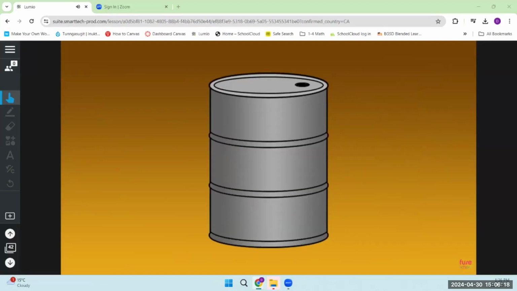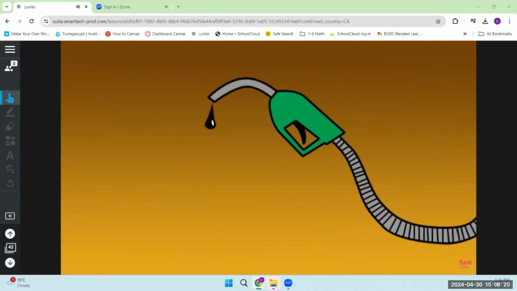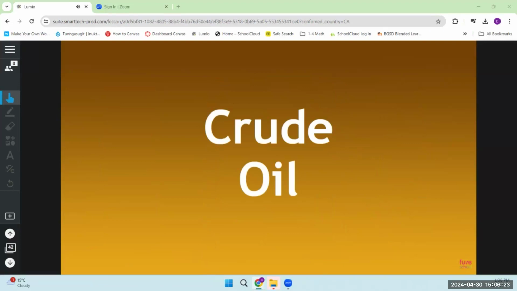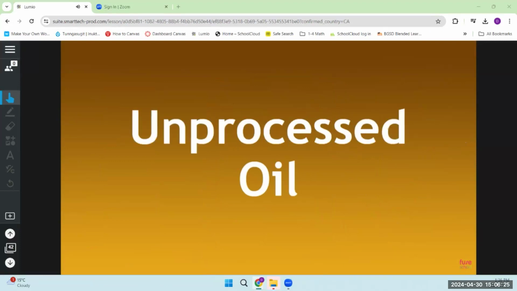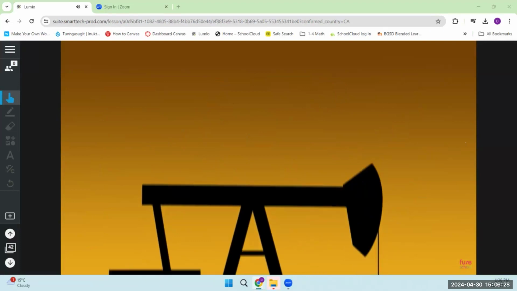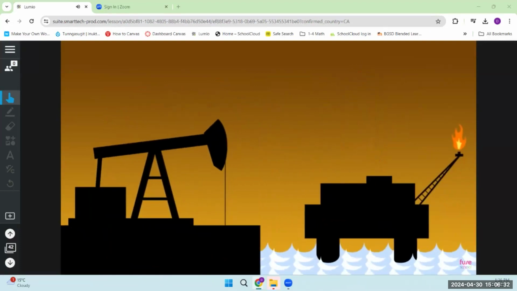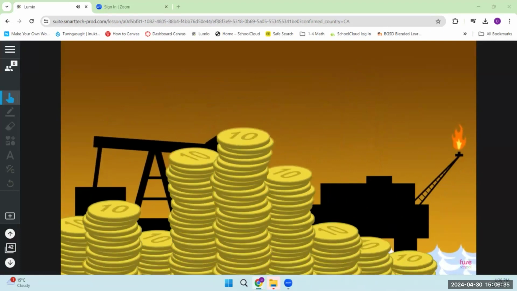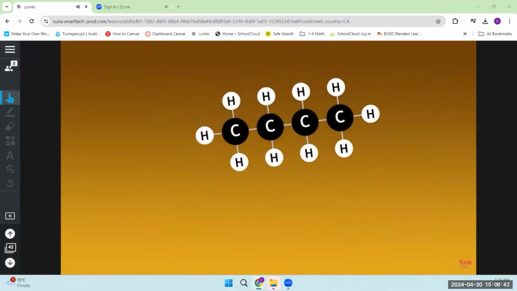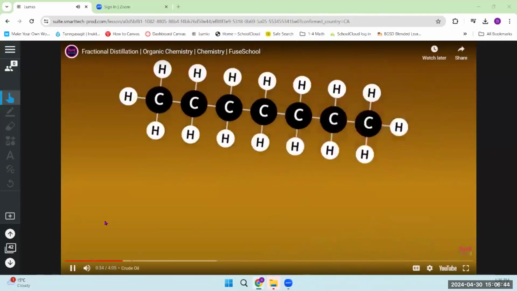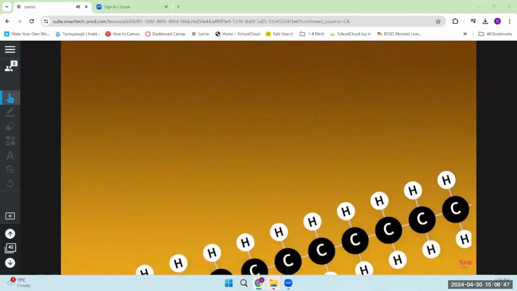In this video, you will learn how fractional distillation separates crude oil into useful fractions. Crude oil is the term used to describe unprocessed oil. That is oil that has been taken directly out of the ground, either on land or under the sea. It is an exceptionally valuable resource. It provides us with a great number of hydrocarbons, some of which are useful as fuels, and others are used in the manufacture of many different chemicals and even plastics.